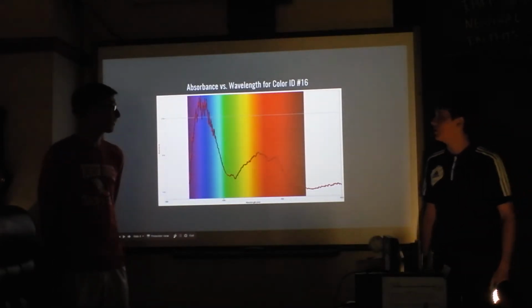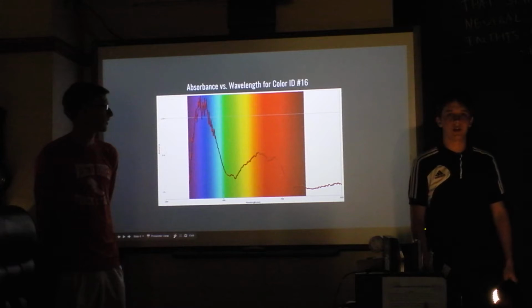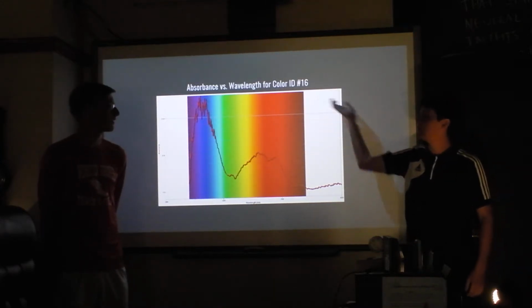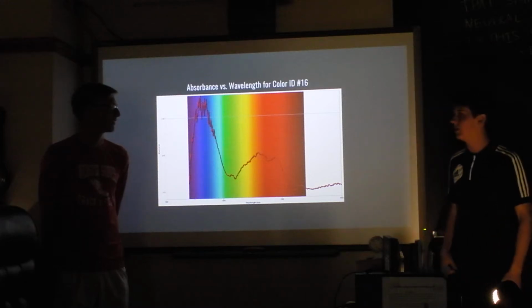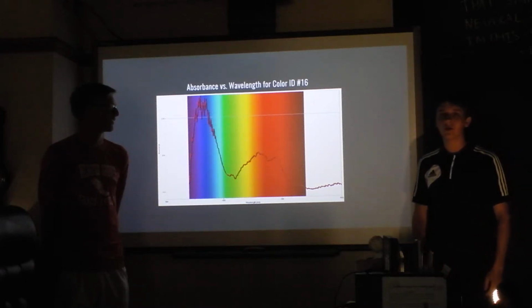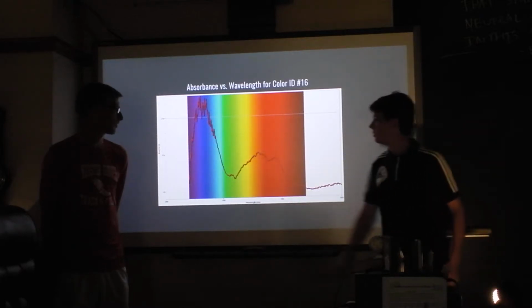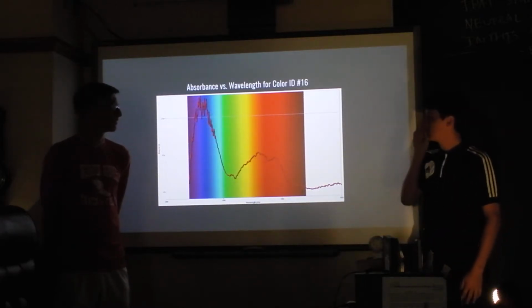So here's an example of an absorbance versus wavelength graph. We assigned each color of paper a different color ID. So this was just color ID 16. I don't know, it was orange, yellowish, or yeah, yellowish greenish.